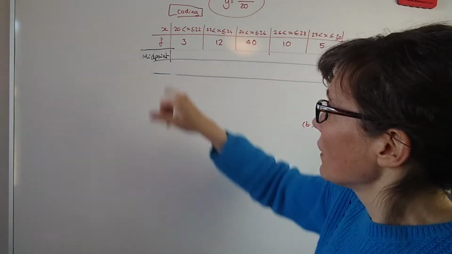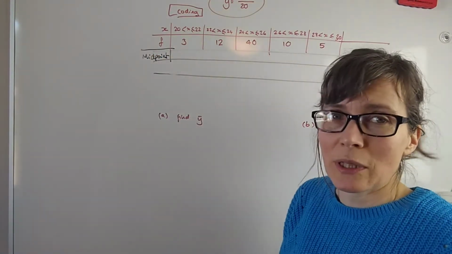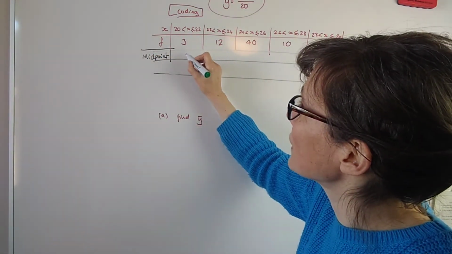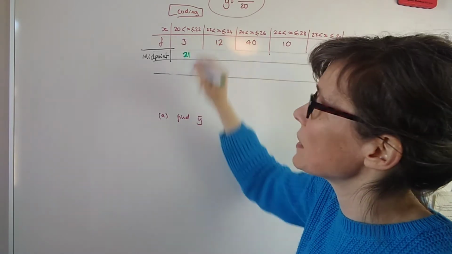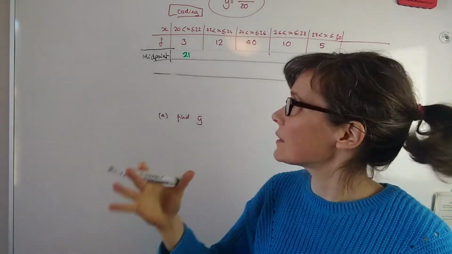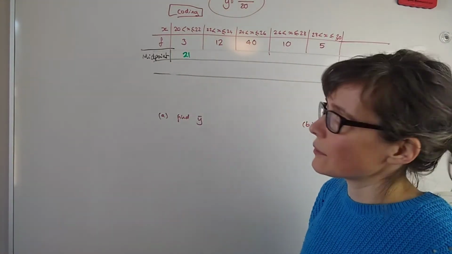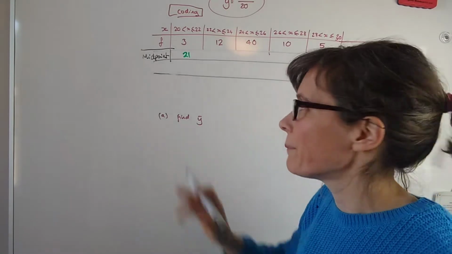So the point of a midpoint is, well, it's easy enough to work out. We're going to get 21 here because it's halfway between 20 and 22. And this is continuous data, so it goes right up to 22. And then the next one starts at 22 and a little bit.